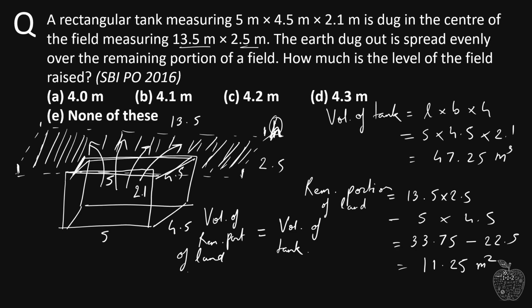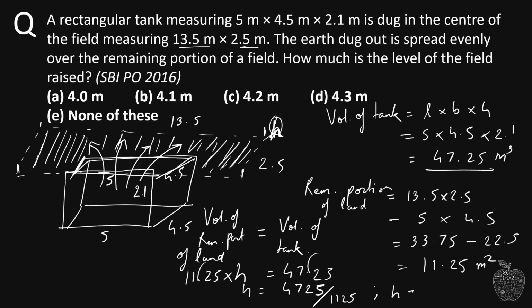Now what is the volume of the remaining part of the land? We know the area is 11.25. If we multiply this by height, we get the volume, simple as that. This equals the volume of the tank, which is 47.25. Now all we have to do is solve for h. Let's get rid of the decimal point. So h equals 4725 divided by 1125, and after solving this we get h as 4.2, and this is our required answer. So here option C is the correct one.